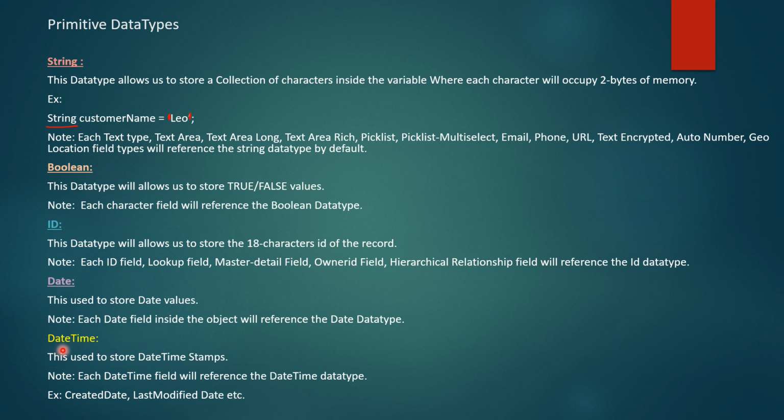So this date time, we were noticing this, if someone has exported the file from Salesforce using data loader, then it will show the created date and last modified date. So that means the date time data type is provided by Salesforce to store the date time stamps.